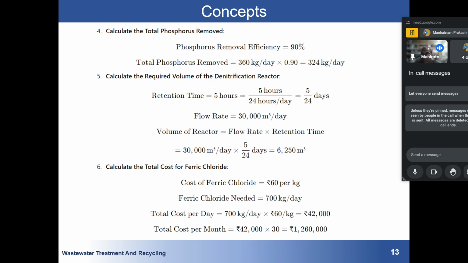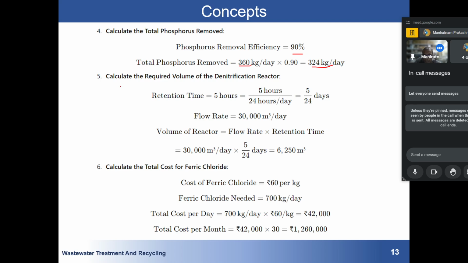Okay, then similarly the total phosphorus removal has an efficiency of 90%. So this much phosphorus was coming, out of which this much was removed. So the remaining, that is 36 kg of phosphorus, will be released maybe into a river and all these things. So this was all the loading.